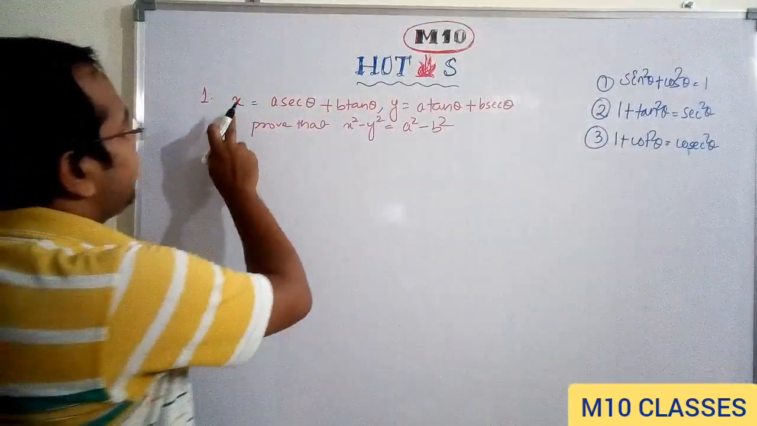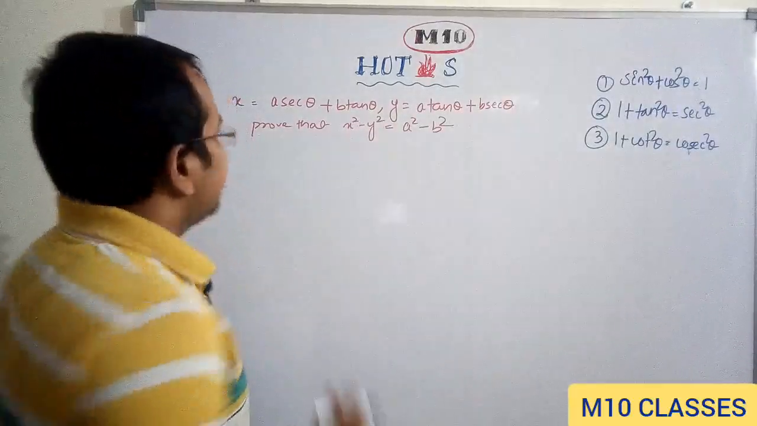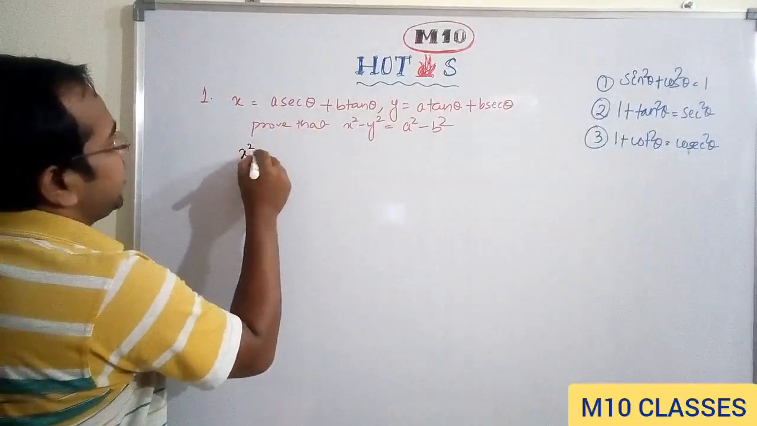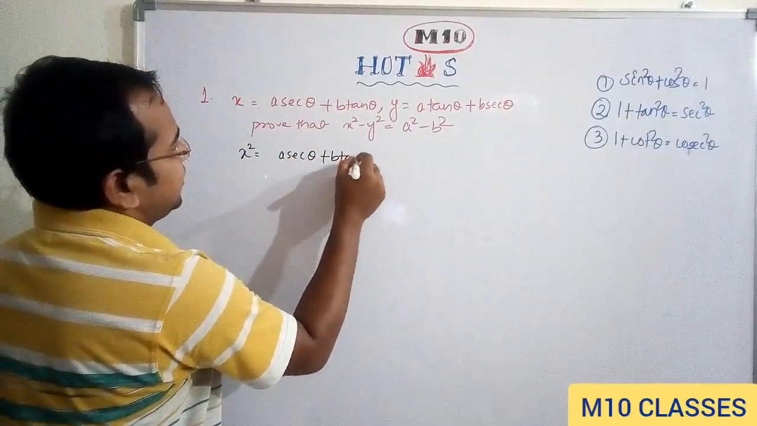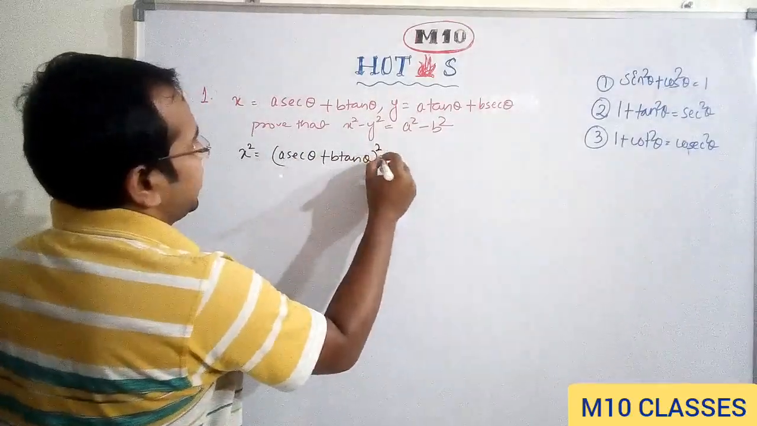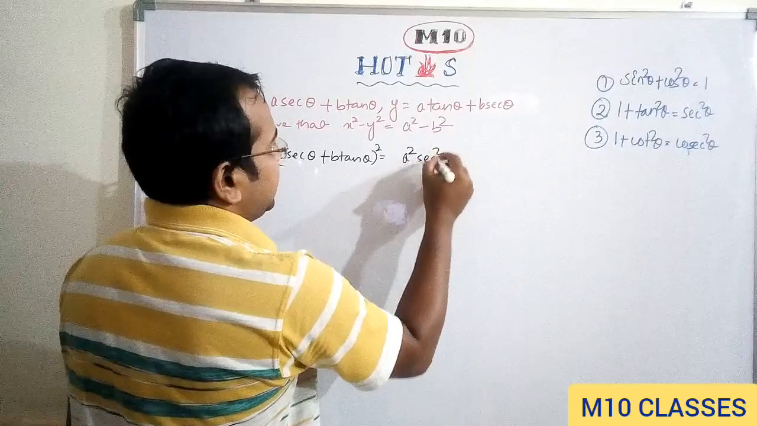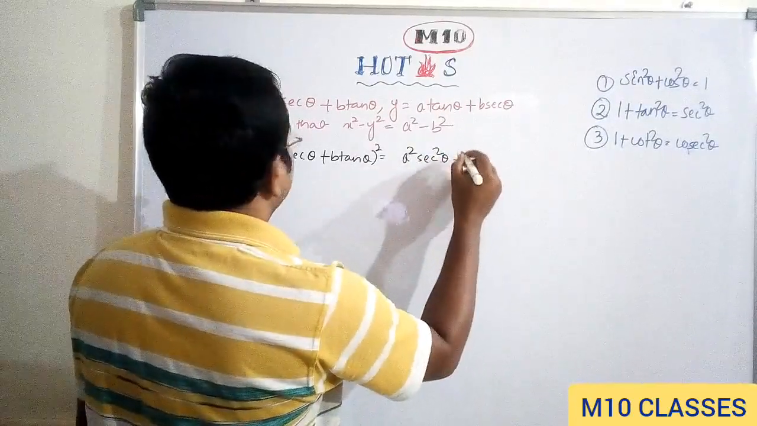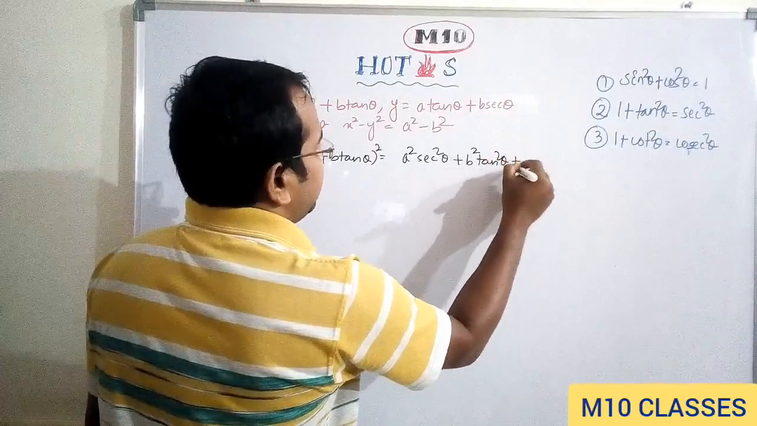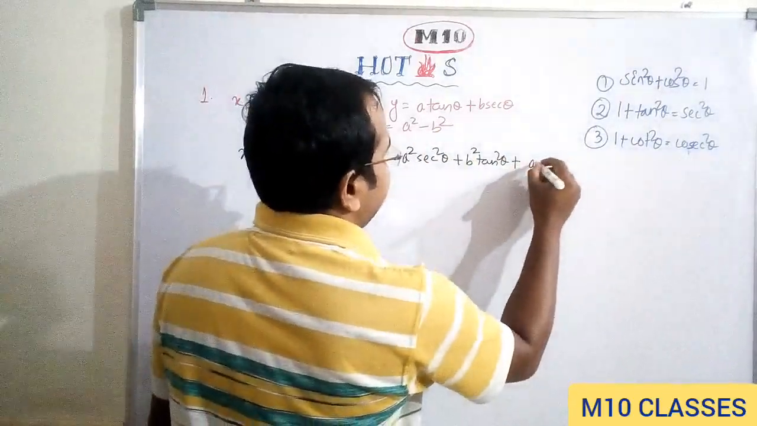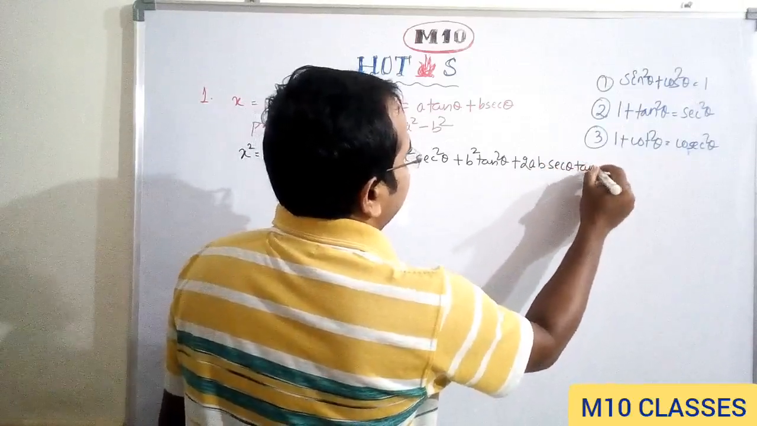So first of all, you are given x and you are given y. You need to find x square and y square. First find x square. What will be x square? That is (a sec theta plus b tan theta) whole square. So what are we getting here? It is a square sec square theta plus b square tan square theta plus, sorry, it is 2ab sec theta tan theta. This is the result that you are going to get.